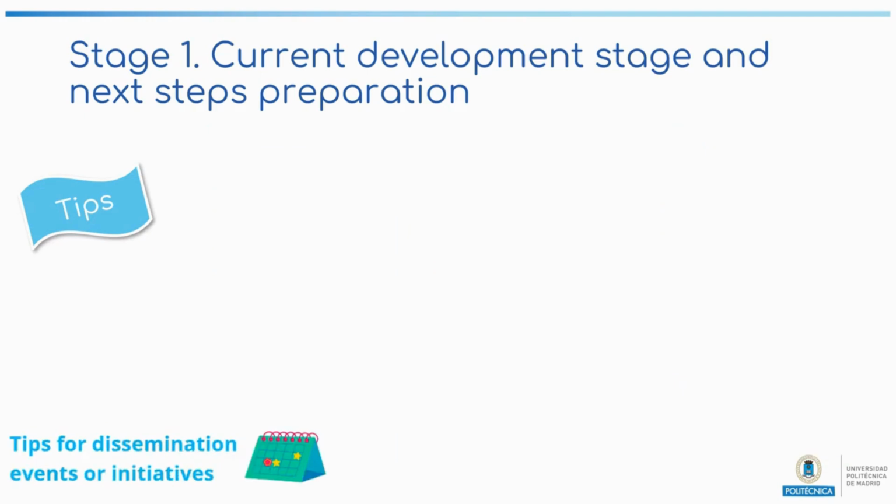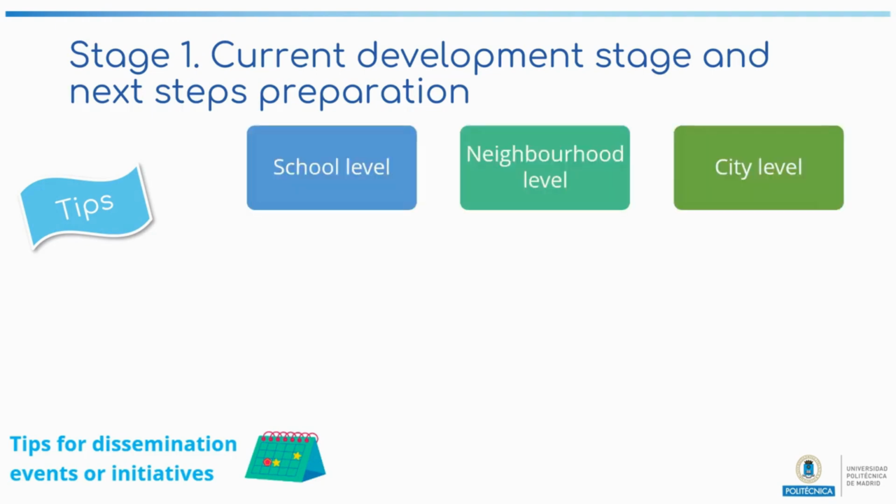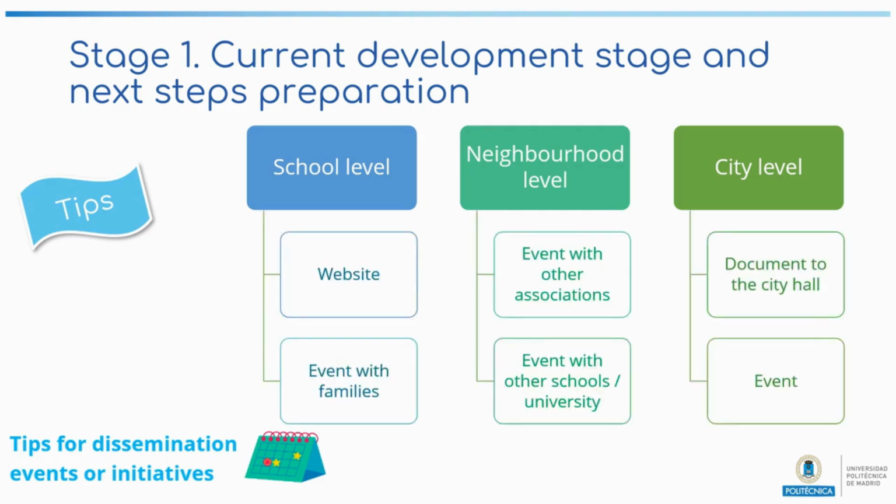We will now give you some tips to think of dissemination events or initiatives where students can present their work to a broader audience than the class. You can think of different levels of dissemination. It can be the school level, or the neighborhood, or maybe the city, or even the three of them. Once you have delimited your dissemination scope, you can relate it with the products that students have to prepare.